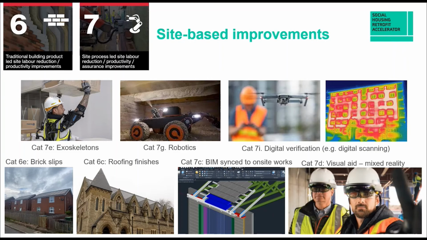7G is the use of robotics, and this example on screen is the Qbot, which can go under a suspended floor and install insulation via a spray gun with real-time images projected back to the robot handler. Digital scanning and the use of drones would also be covered by this category. Like most of the other categories, these solutions can be used in isolation or in combination with any of the other strategies.